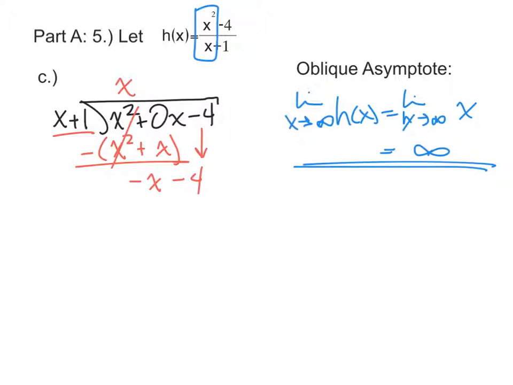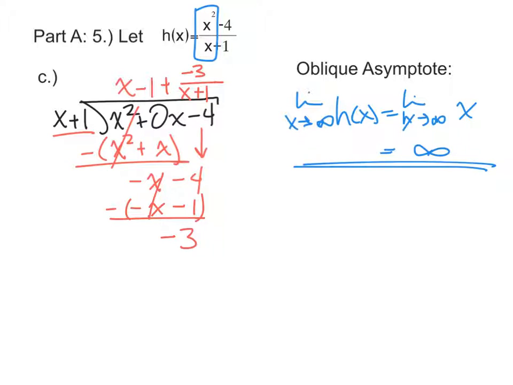Bring down the minus 4, and ask ourselves again, what do I got to multiply this x by to turn it into negative x? And that will be minus 1. So minus 1 times x is negative x. Minus 1 times plus 1 is minus 1. So we'll go back and subtract that. The two negative x's cancel, and negative 4 minus negative 1 is negative 3. That's our remainder, so we're left with a remainder of negative 3 over x plus 1.